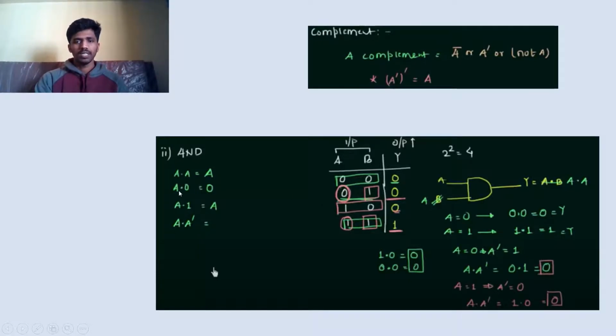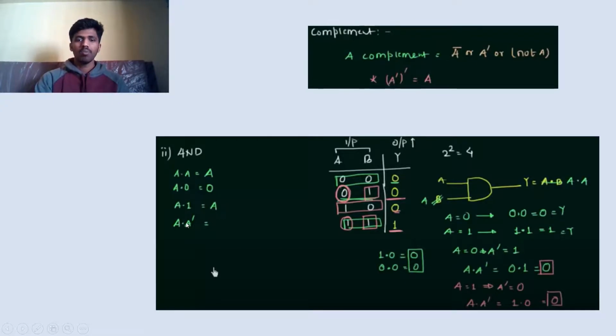Similarly, when A is multiplied with 0, then it will give 0 output. For example, A is 0, 0 and 0 gives 0 and 1 and 0 gives 0. If A is multiplied with 1, then it will give us A. If 0 is given to A, then 0 dot 1 gives us 0, and if 1 is given to A, then 1 dot 1 gives us 1, which is equal to the A input.